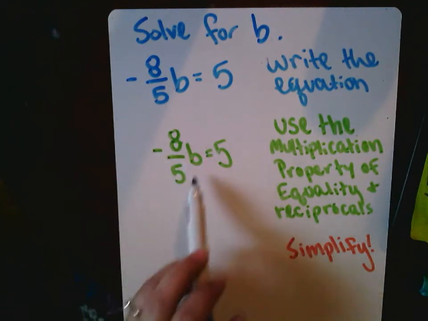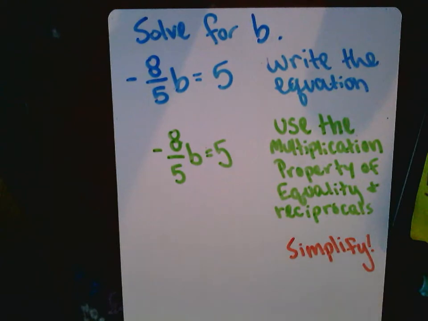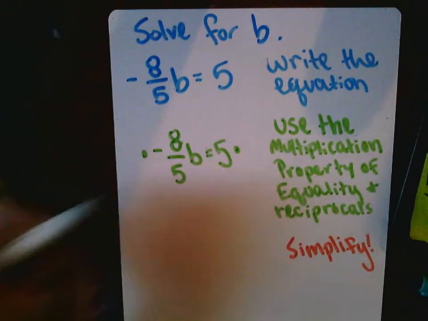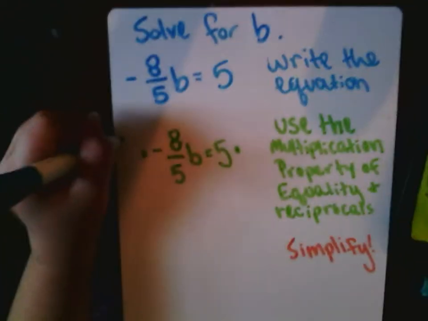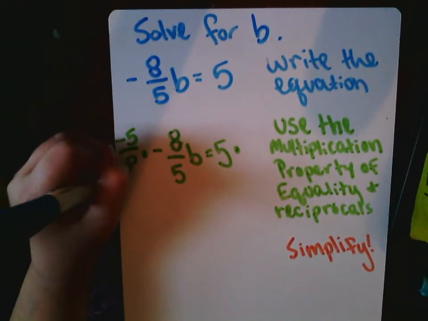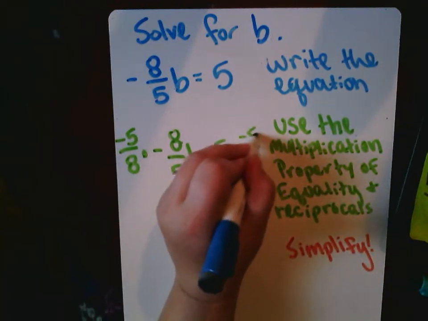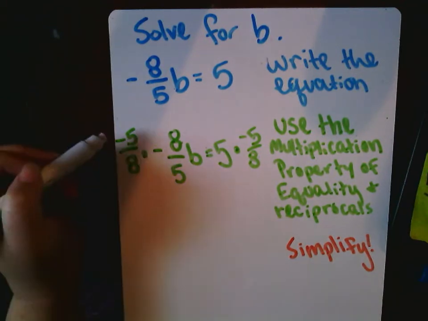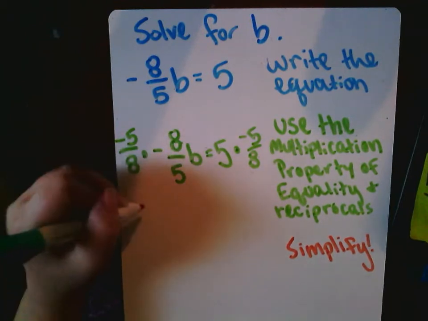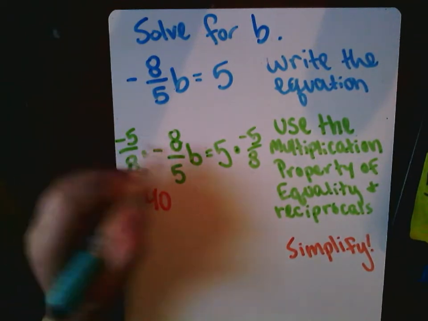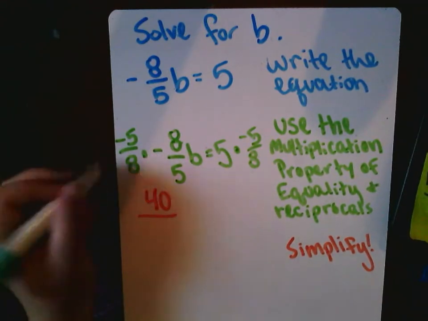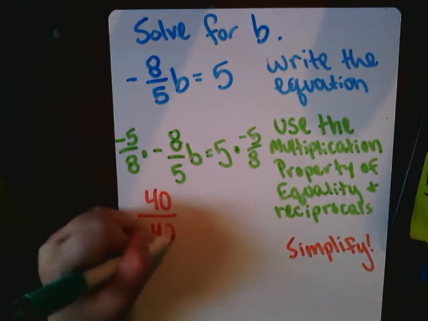We want to get rid of this negative 8/5 so that b is alone, so that's what we're taking the reciprocal of. So we're going to multiply both sides by the reciprocal here, which is going to be negative 5/8. So we do the same thing to both sides, negative 5/8. And now we can go ahead and multiply across to get our answer. Negative 5 times negative 8 will give me a positive 40 because 5 times 8 is 40, and a negative times a negative gives me a positive. 8 times 5 is also 40.